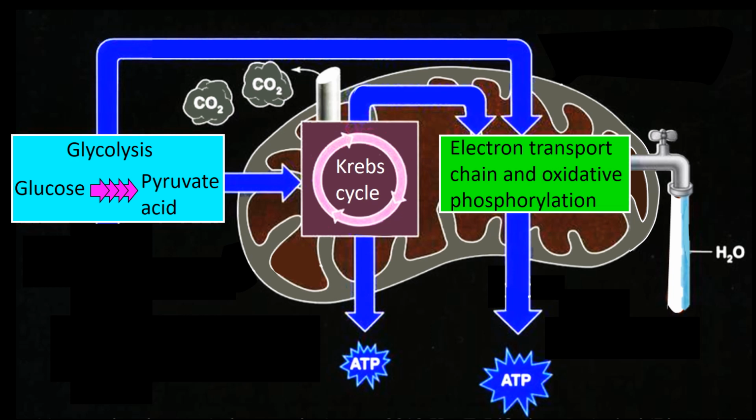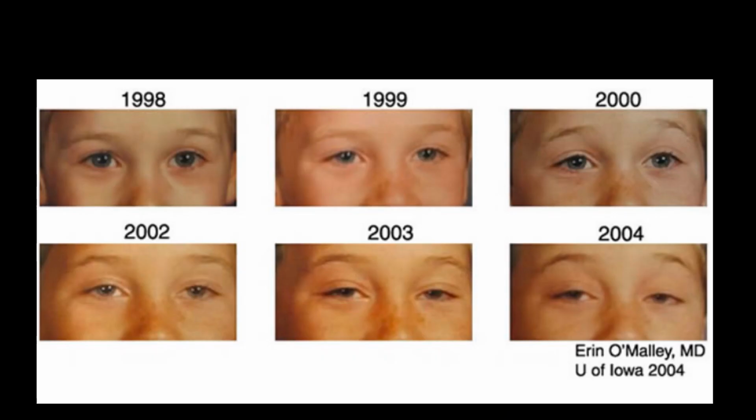Mitochondria are in charge of many functions. Most importantly among them is the production of energy in the form of ATP. A history of progressive ptosis, as you can see displayed in this frame from 1998 to 2004, should make us think of the possibility of a mitochondrial defect called Kearns-Sayre syndrome.